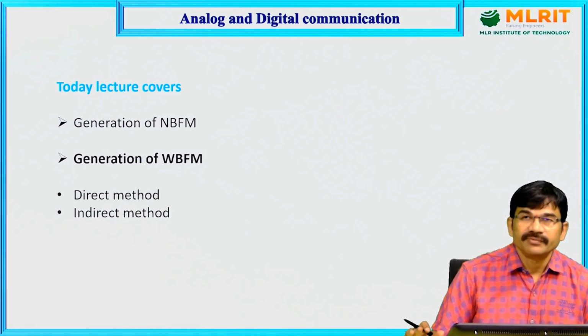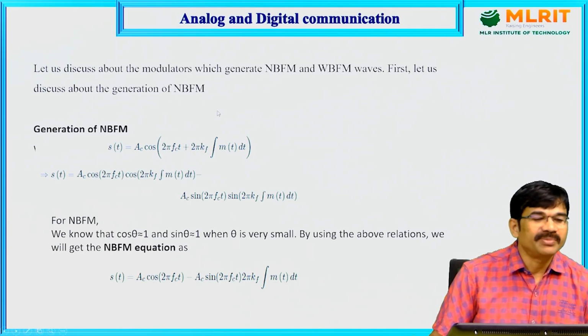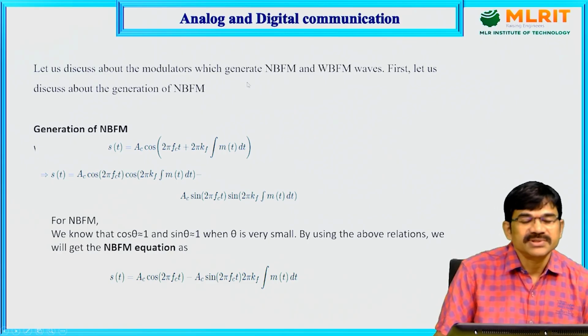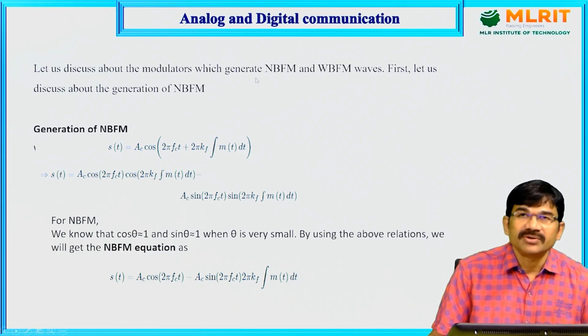So FM we are classifying into two types. One is narrowband FM, the second one is wideband FM. Again, wideband FM we are classifying into two types: wideband FM can be generated by using the direct method, and wideband FM can be generated by using the indirect method. So what is narrowband FM? Let us discuss the modulators which generate narrowband FM and wideband FM waves. First, let us discuss the generation of narrowband FM.